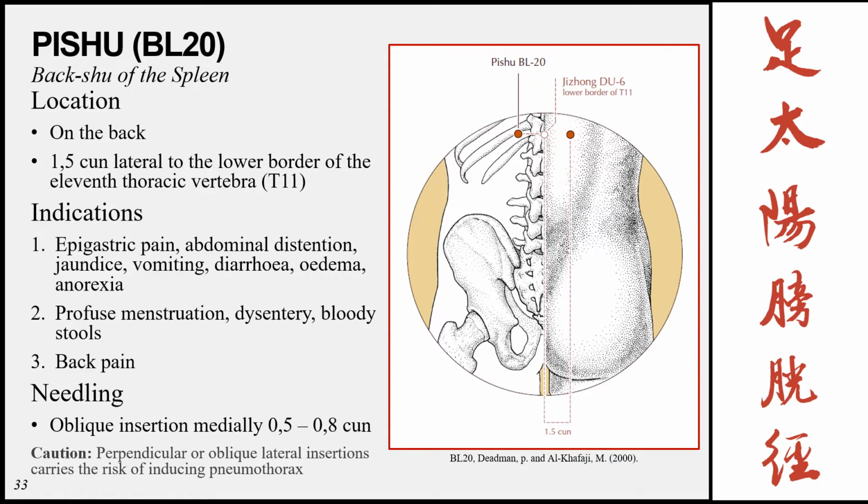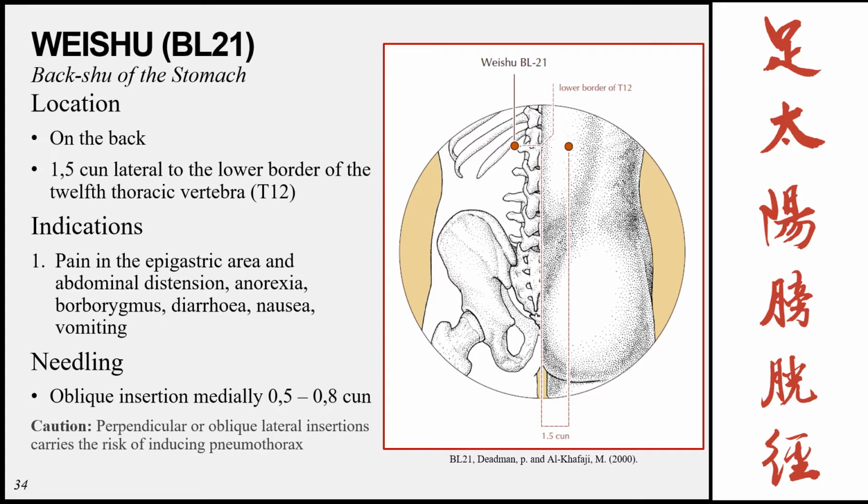That's exactly the same as the previous point, and again the same caution. The next point is WEIYANG, bladder 21. This is the back shu of the stomach, and its location is on the back, 1.5 cun lateral to the lower border of the 12th thoracic vertebra. So the important thing here is to remember the longitudinal measurement, and this is related to the spinal cord. So for this one, it's T12. And the reason for this is that all these points that we've done so far on the back have been 1.5 cun lateral. So that is the common distance, whereas the height is what changes between points.